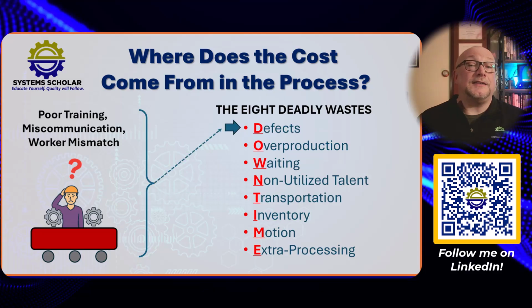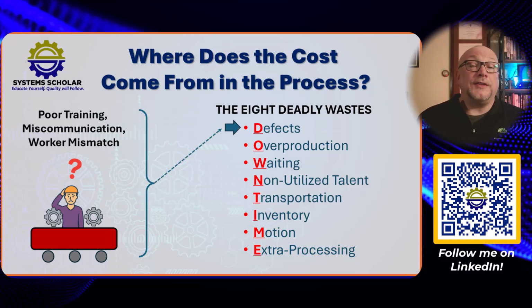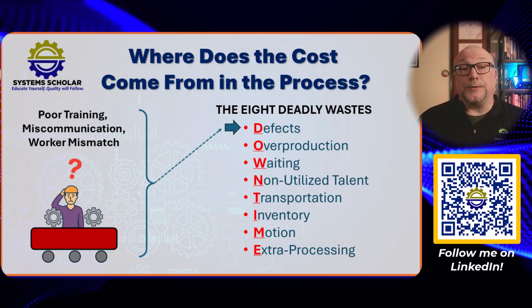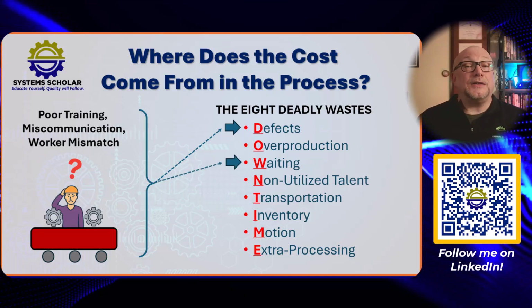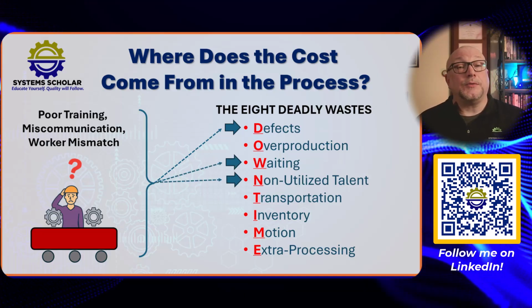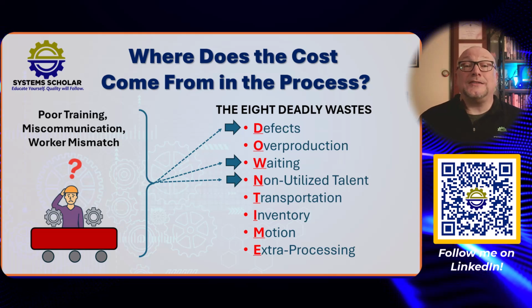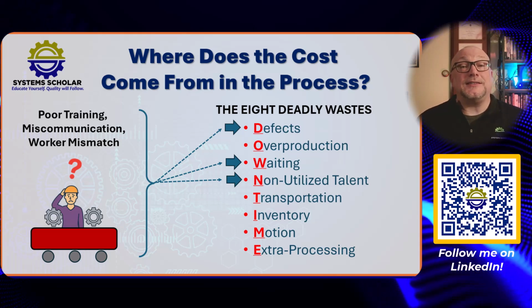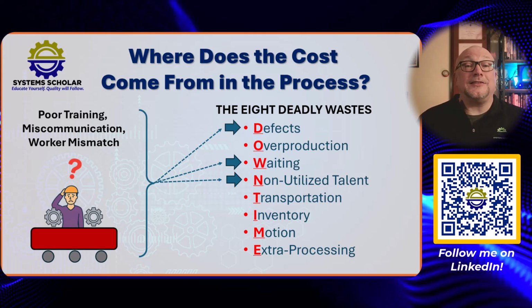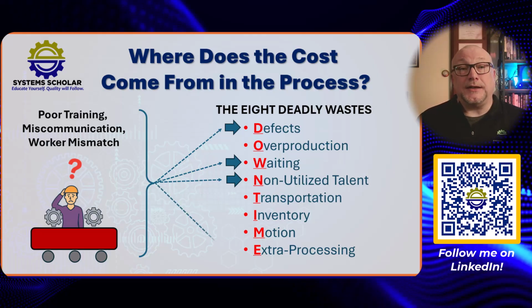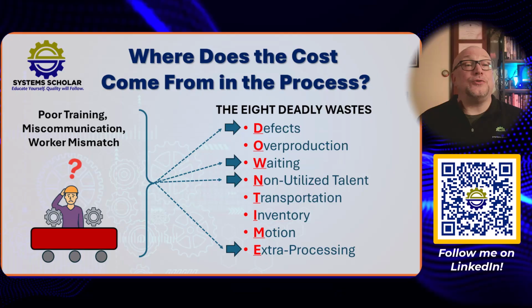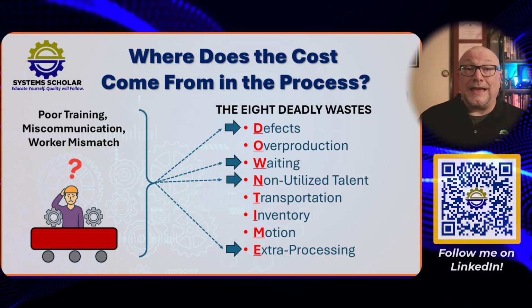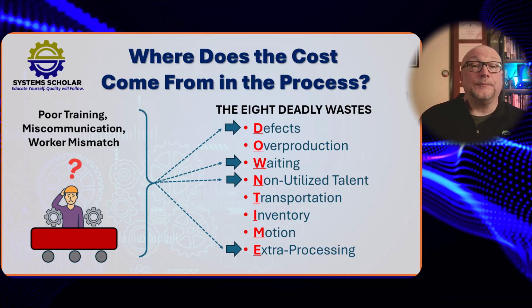Poor training and skill gaps can lead to errors that result in defects and rework. Miscommunication creates waiting and confusion in the flow of product. Worker mismatch directly drives non-utilized talent, capability that exists but isn't effectively applied. And when people hesitate, double check, or have to redo their work, that becomes extra processing.